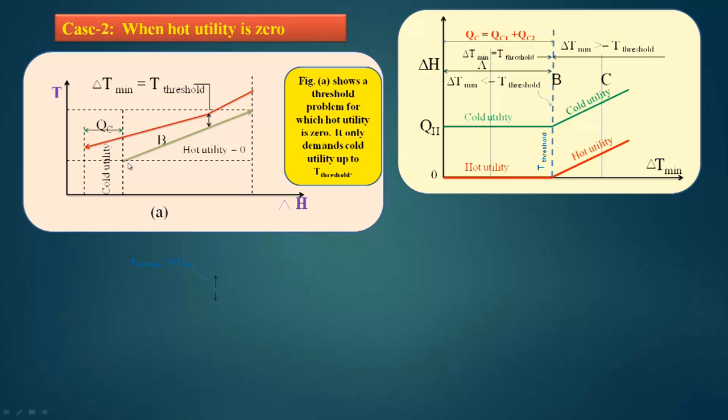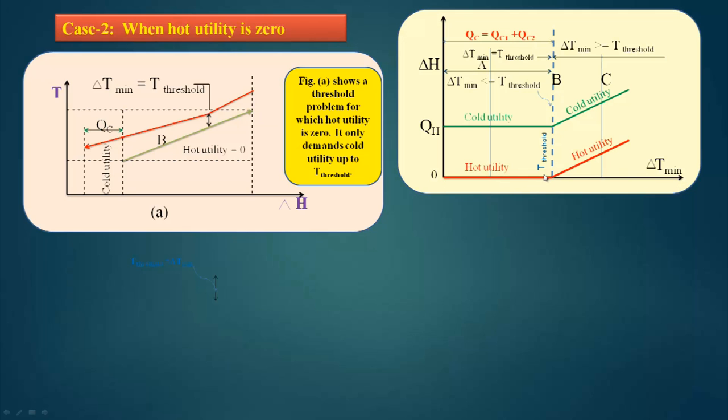However, there is a requirement of cold utility here, which is given by QC, which is the difference between this point and this point in the horizontal axis, because this horizontal axis is delta H. So, this difference will give the demand of the cold utility. Now, if delta T minimum is changed, this curve is generated when we plot delta H versus delta T minimum.